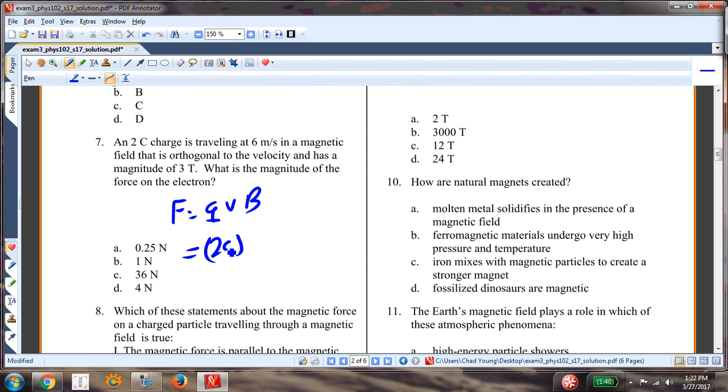That's 2 coulombs times the velocity, which is 6 meters per second, times the field, which is 3 Tesla. And by the way, these are all not very realistic quantities, since you would have small charges, small magnetic fields, but big velocities. I just did this to make the math easier. So that's 36 newtons. C is the right answer.